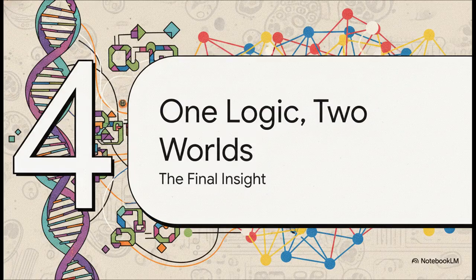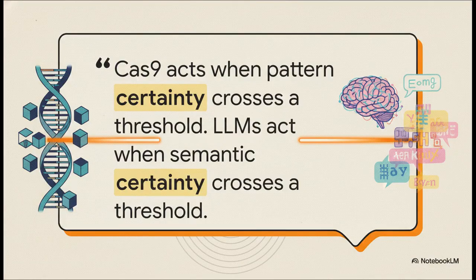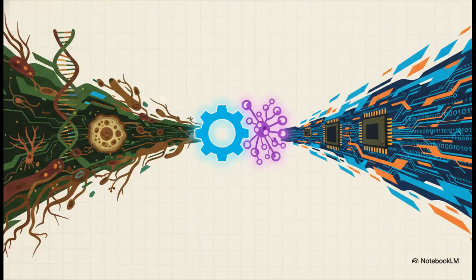So, after all that, what's the one single crucial idea to take away from all of this? What's that golden thread that ties the living cell and the thinking machine together? I think this one line from our source material just says it perfectly. Cas9 acts when its certainty about a physical pattern gets high enough, and an LLM acts when its certainty about a semantic pattern gets high enough. At the end of the day, it's all about one thing: taking decisive action once you're confident enough in what you found. And that really is the mind-bending conclusion.